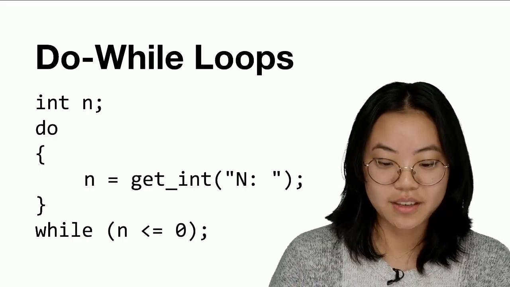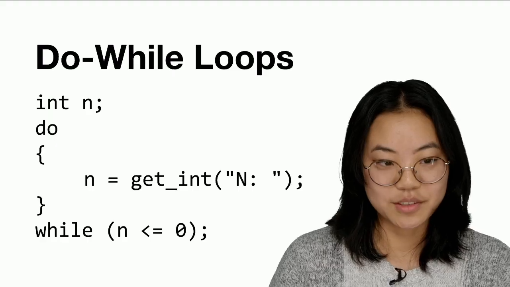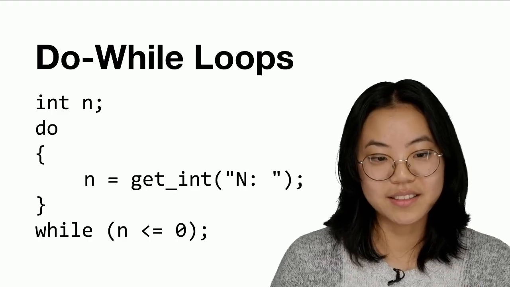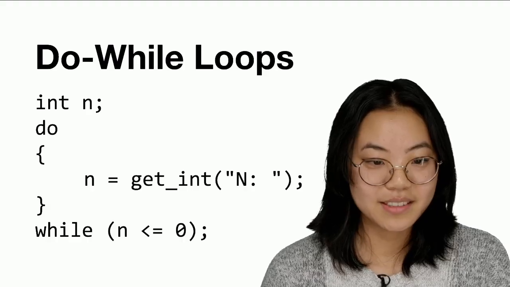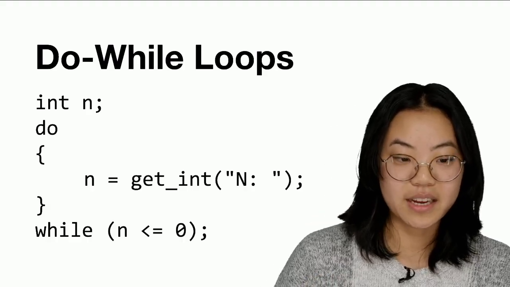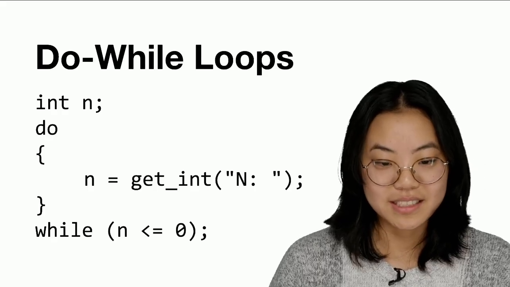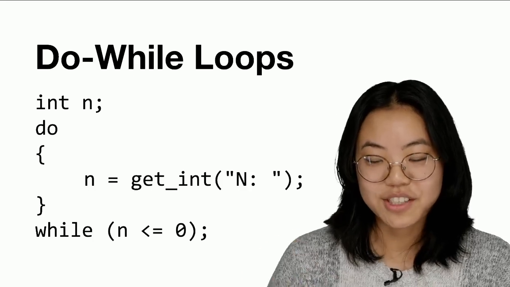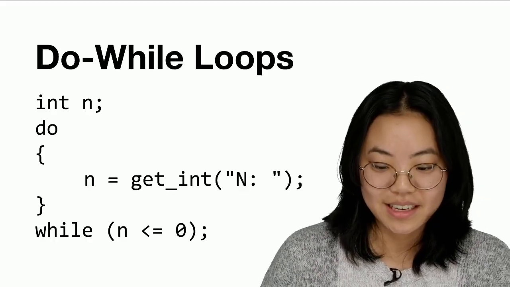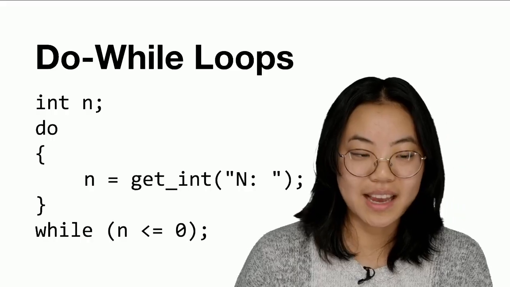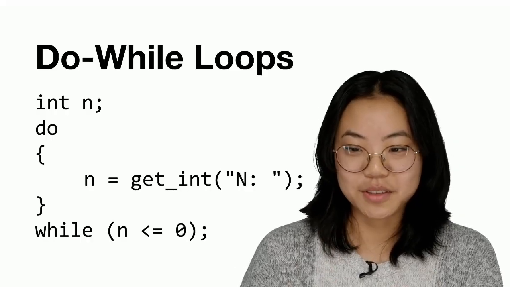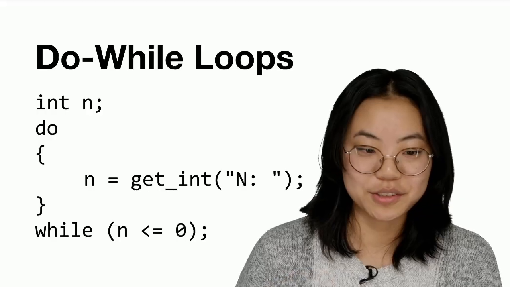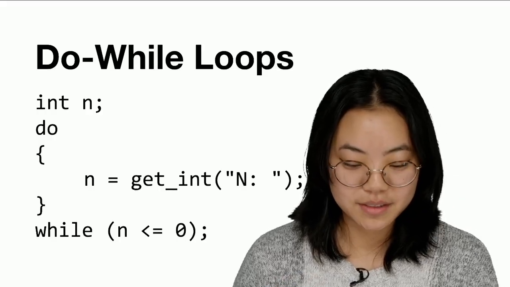We first will start out by doing what's in this do block. So I have int n, and then I will set n to the value of get_int. And then I'm going to check while this condition, n is less than or equal to 0. While that's true, I should go back and do that again. And so you can think of do-while loops as having this extra piece of code that will run no matter what. You don't do that initial check compared to while loops.